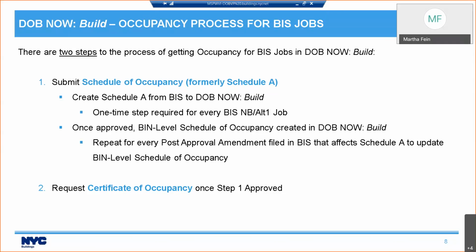But once your schedule of occupancy is approved, if you file a post-approval amendment in BIS, and you're still going to file the PAAs in BIS, if you file one in BIS and it affects the Schedule A, you are going to need to update your schedule of occupancy. And once your schedule of occupancy is approved and you've finished your work, you can then request your certificate of occupancy.